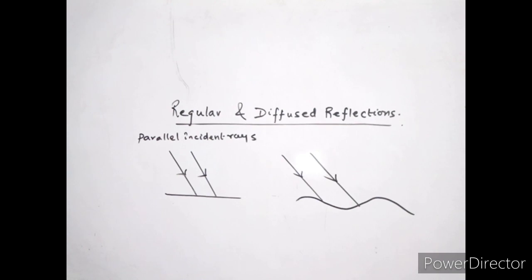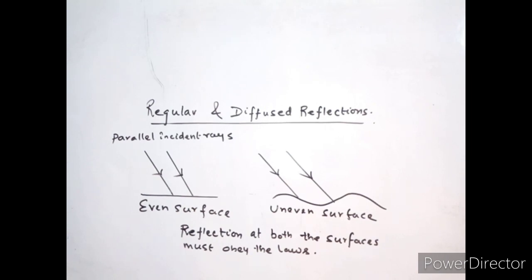Now consider this figure where we are discussing regular and diffuse reflections, and we have considered parallel light rays in both the cases, on the left and on the right. The incident light rays onto the surfaces are parallel, and the surfaces, one of them is an even surface, plain, polished, and the other one is an uneven surface, as you can see. So the reflection at both the surfaces must obey the laws of reflection. Now what are the consequences, what we will find after that?